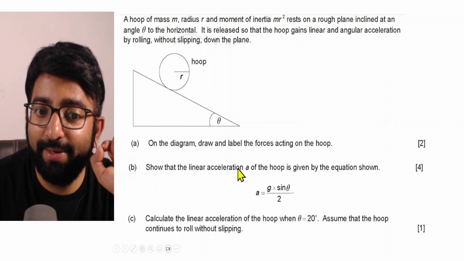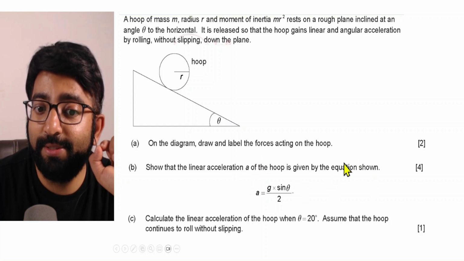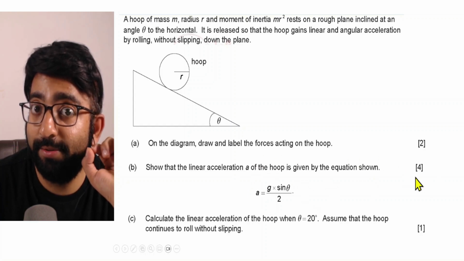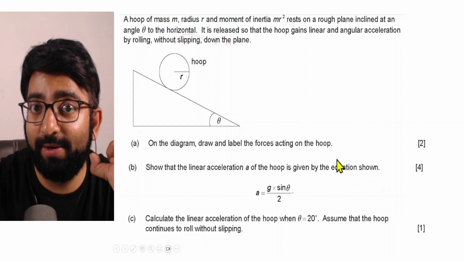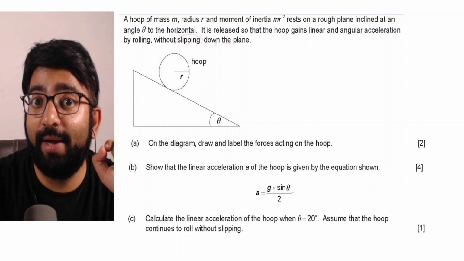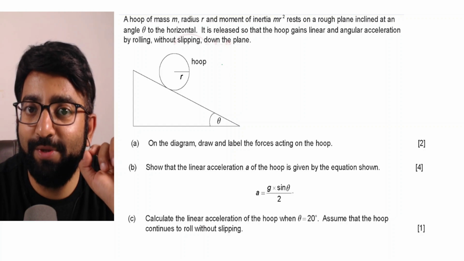Part B, show that the linear acceleration of the hoop is given by this equation. And this question is a 4 marker, which means please do not apply that expression which we have derived directly. We need to derive that expression. So let's do that again.